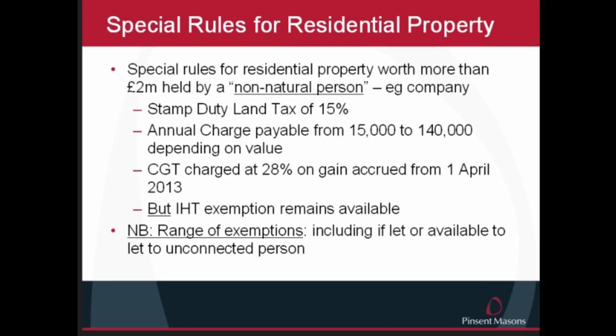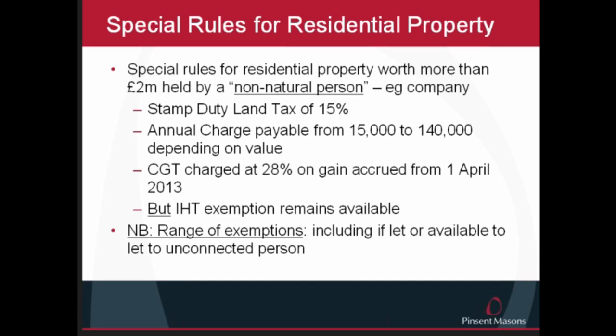So, as I said, it applies to properties worth more than £2 million held by a non-natural person. That is typically a company. It can be a company who's part of a partnership, and also collective investments if there's a number of people holding it together. That's all treated as a non-natural person. So if you hold a residential property worth more than £2 million by one of these non-natural persons, you're into these new rules. The effect of those rules is that stamp duty land tax when you acquire the property goes up to 15% from the 7% I mentioned before. So it more than doubles the stamp duty, the cost of actually acquiring the property in the first place.